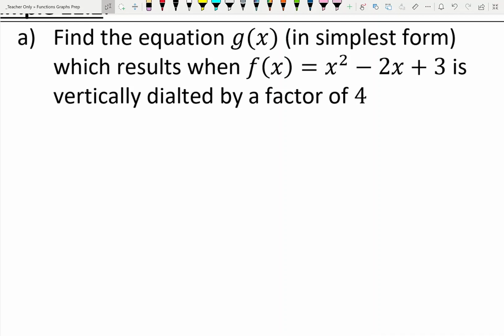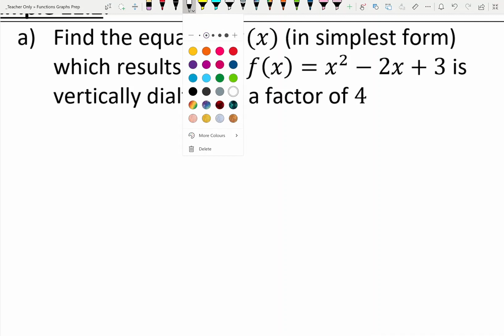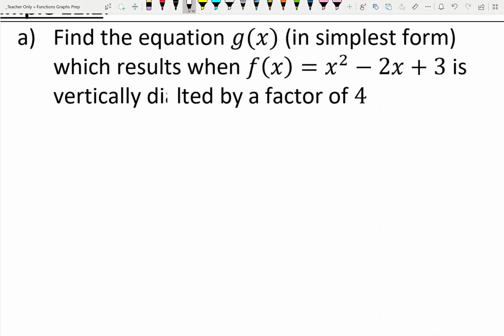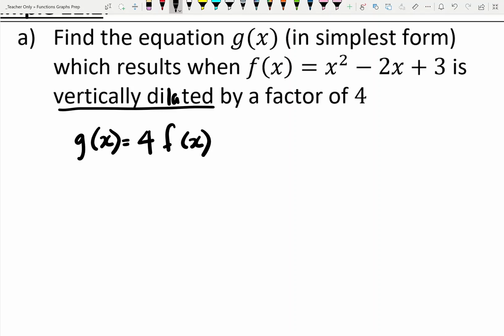Okay, so we're looking for the equation of g of x in simplest form, which results when f of x is vertically dilated, that should say, not dilated. So if you'd like to change that. So it's vertically dilated by a factor of 4. So the vertical dilation tells us that g of x is going to be 4 times f of x. The vertical dilation factor is outside of the function.